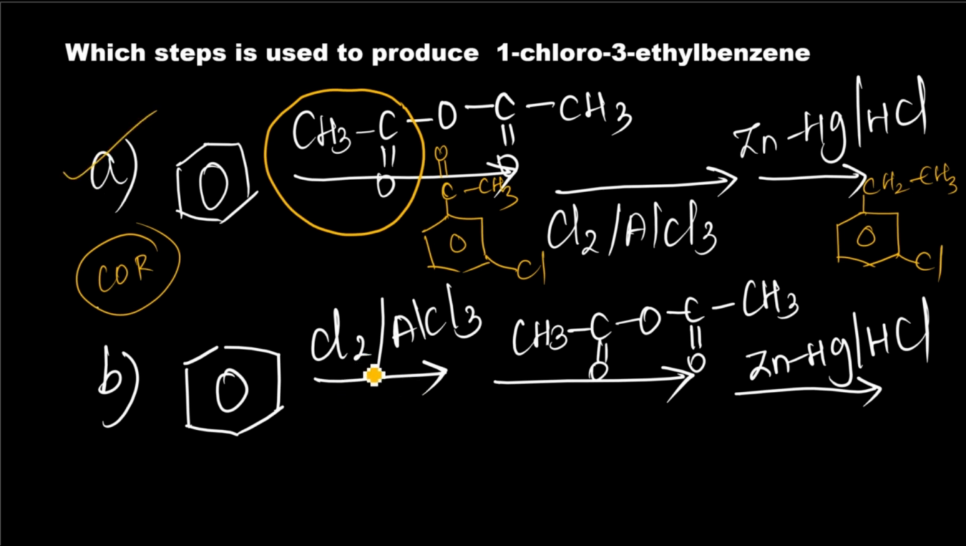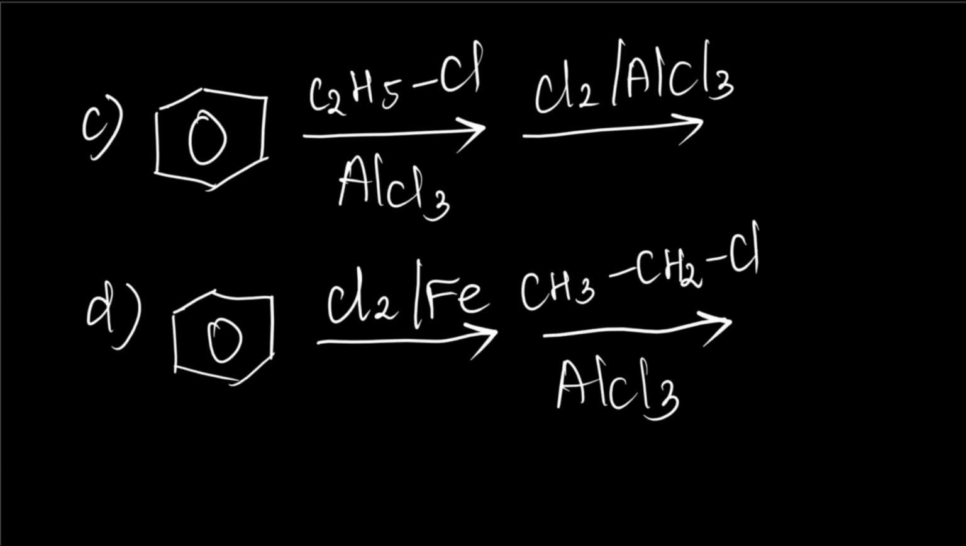So option B says first Cl will get the position, and then Cl is ortho directing. So whatever group will come, that will go to ortho or para position, which can't be our answer. The ethyl group will go to ortho or para position after Clemmensen.